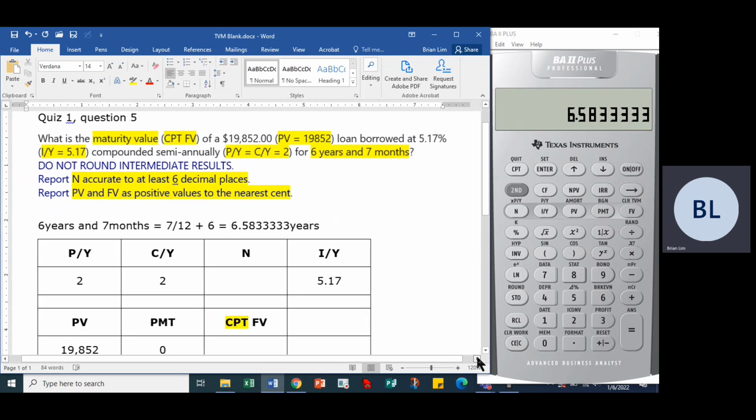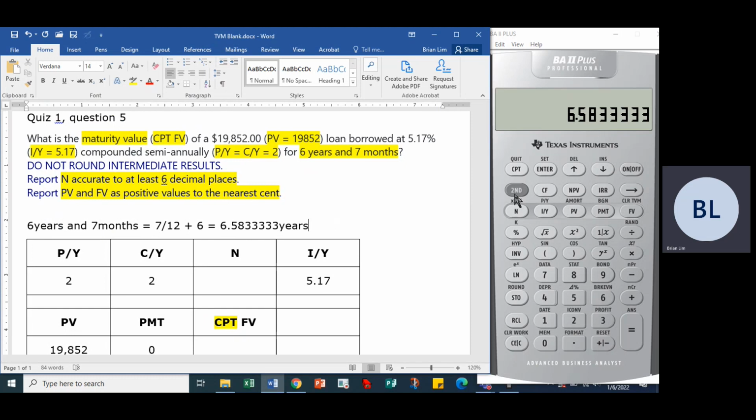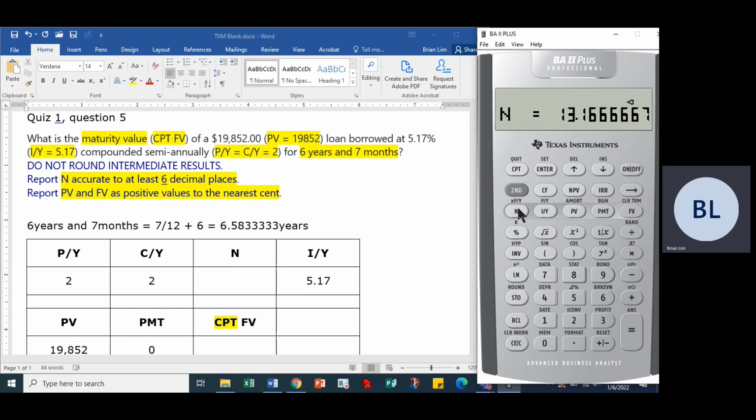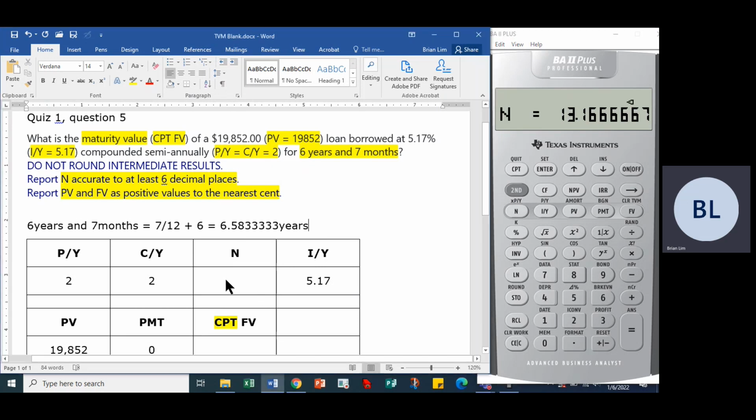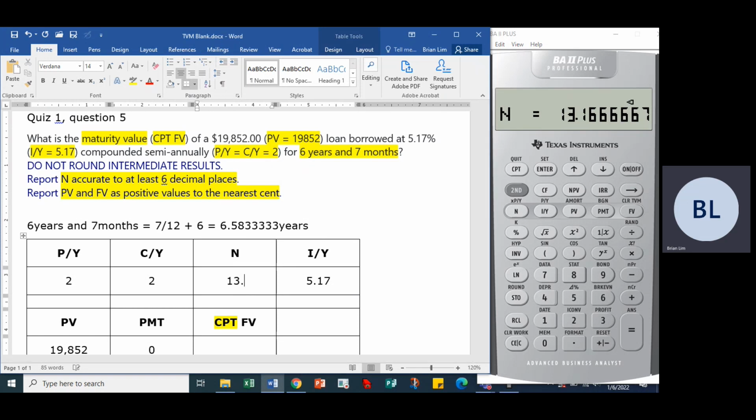All right, so let's move on. So how do we do the calculation? We go second N, that multiplies by PY, and then we press N to get the number inserted. So N turned out to be 13.1666. How many sixes? We have 5 6s and 1 7, because it's at least 6 decimal places.